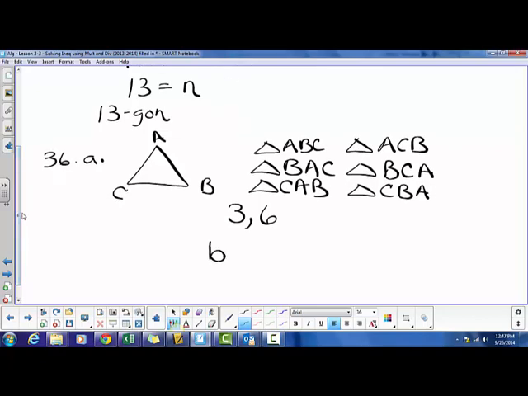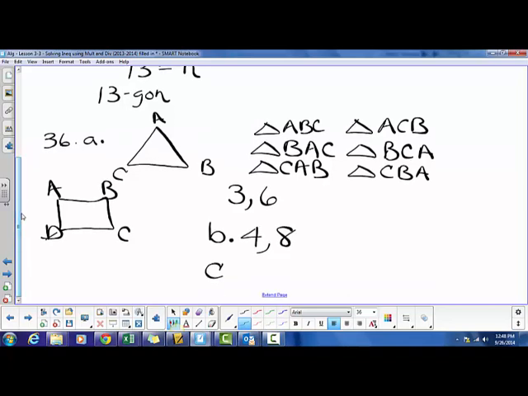36B says, what about a quadrilateral? So I'm using 4 letters, A, B, C, D, and I can name it 8 ways. And example C says, well, what about a pentagon? A, B, C, D, E. I'm using 5 letters and I can name it 10 ways. Okay? So that's number 36.